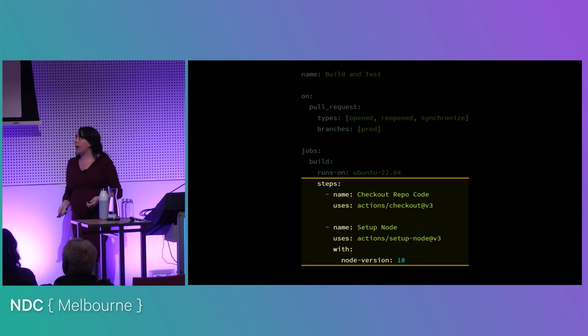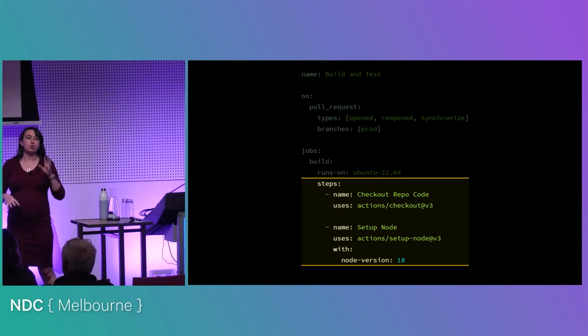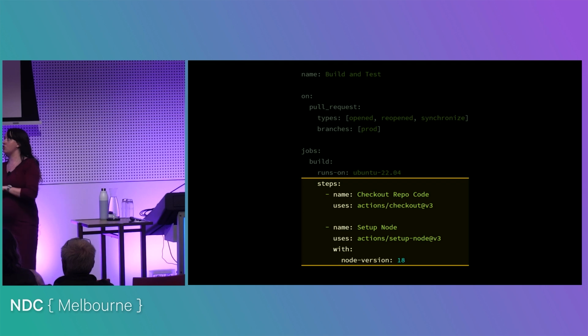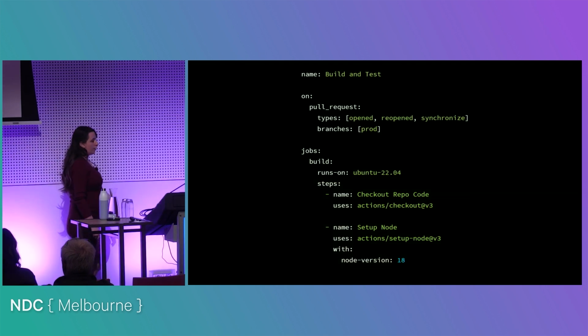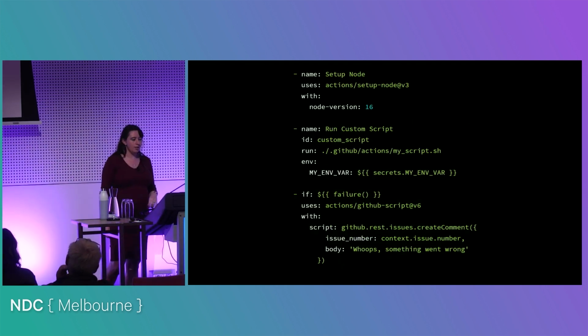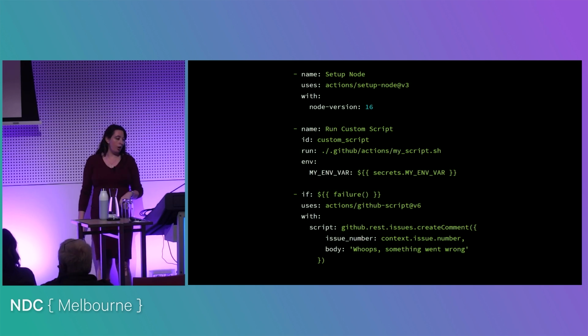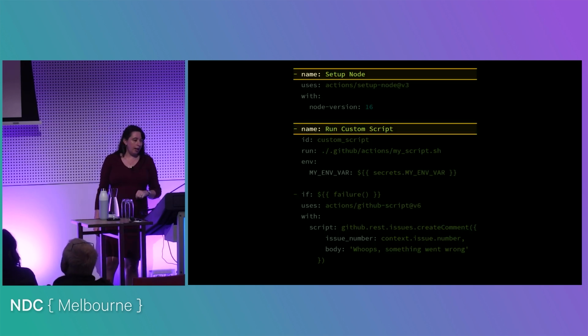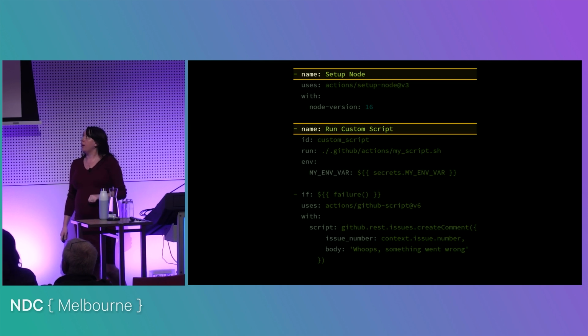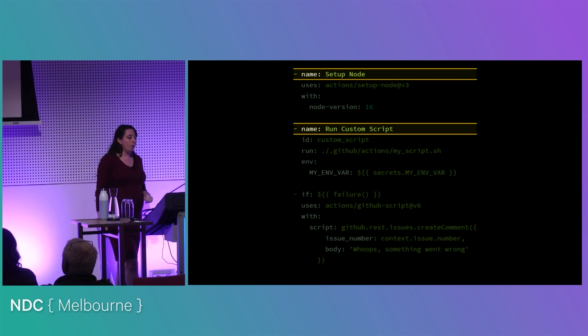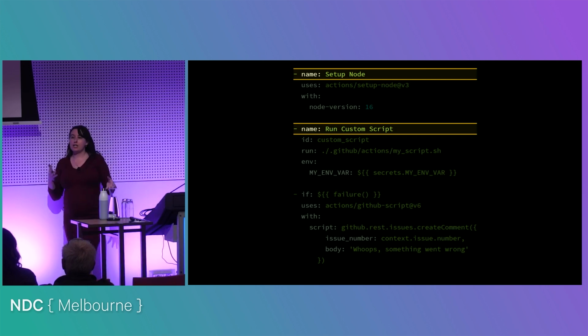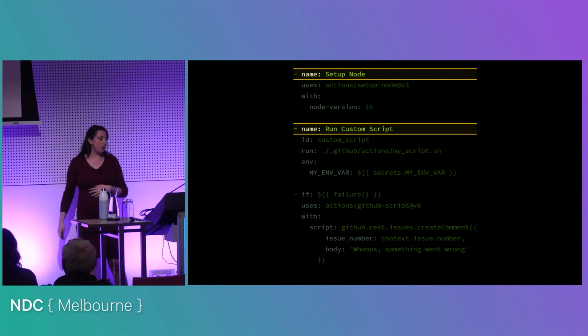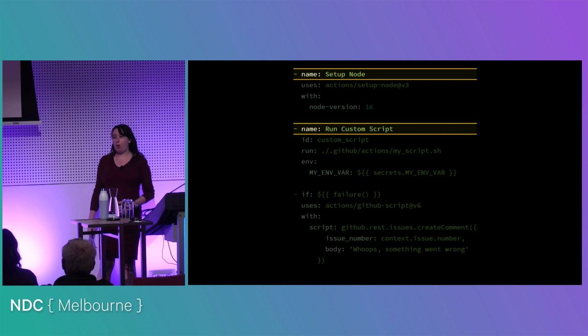Next, I have steps. So these steps will define what the build job is doing. And we will go through and define some steps. So I've got a few steps in my workflow, which we're going to talk about a little bit. Each step will have a name. This is a user-friendly name. This is just so we can identify what is happening at the particular point in time. It is not required, so sometimes we may not use it, and so this would be something like setup node or run custom script.